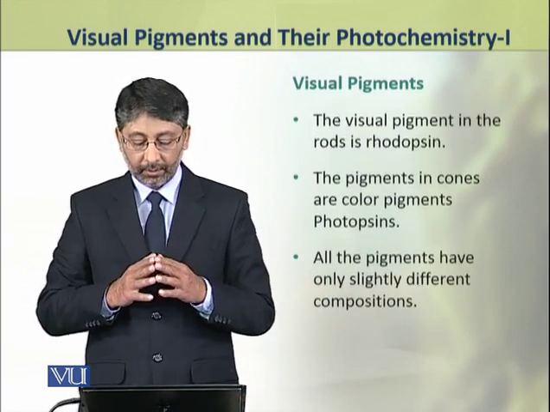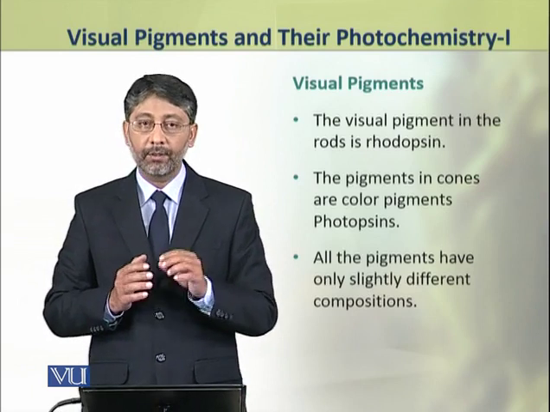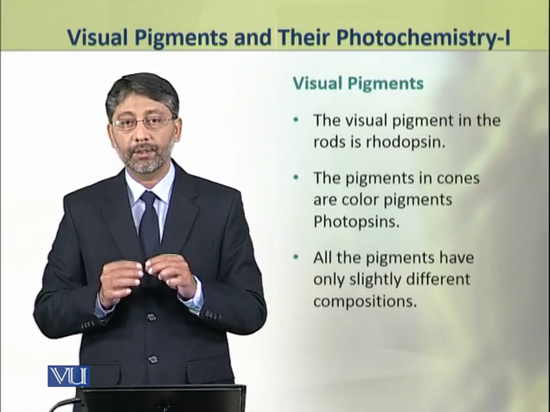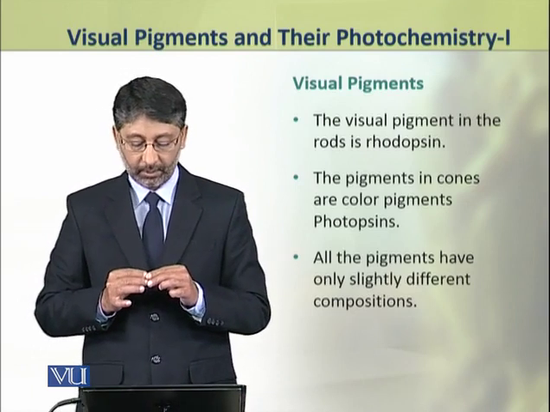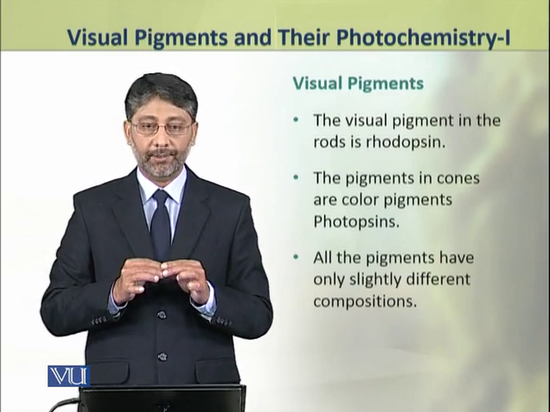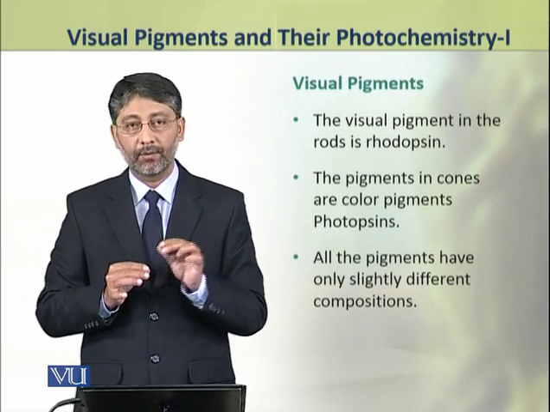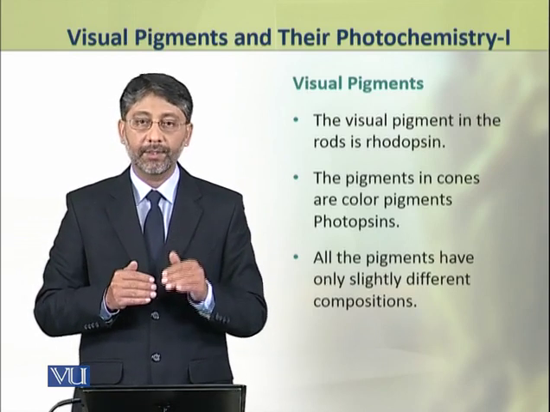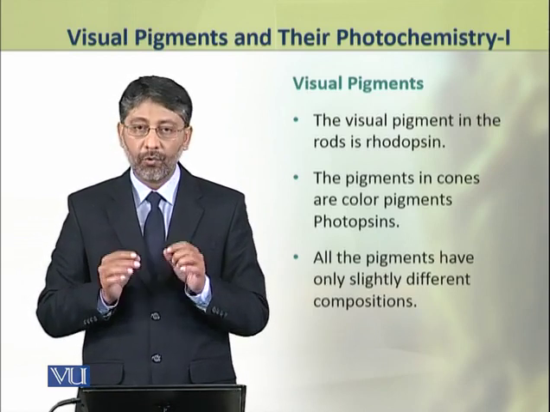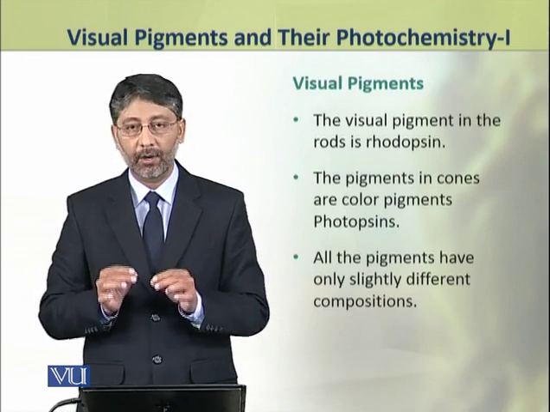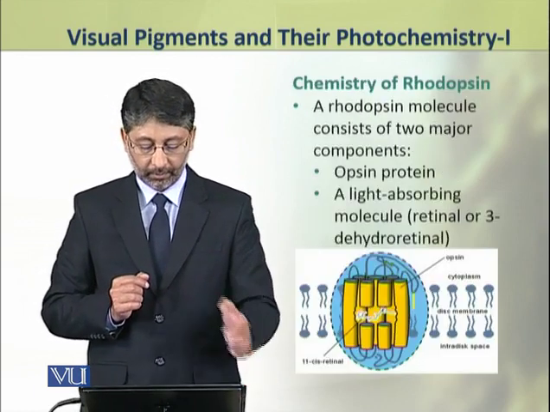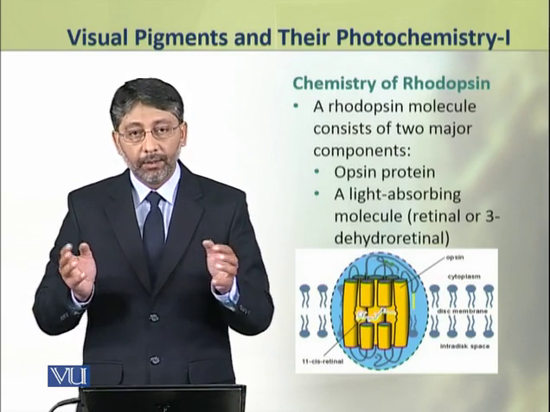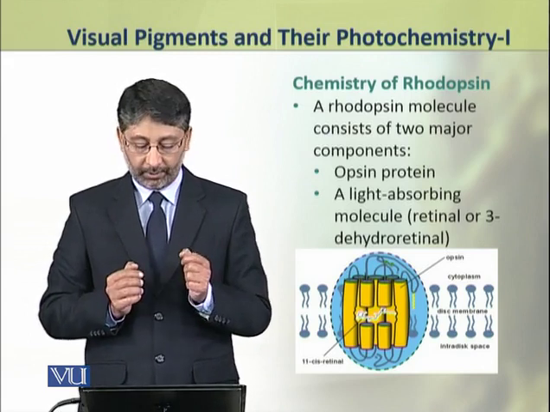Dear students, the visual pigment in the cells of rods or rod cells is called rhodopsin. The pigments in cone cells are color pigments and are called photopsins. All these visual pigments have only slightly different compositions. Yes, students, now we shall see the chemistry of rhodopsin.